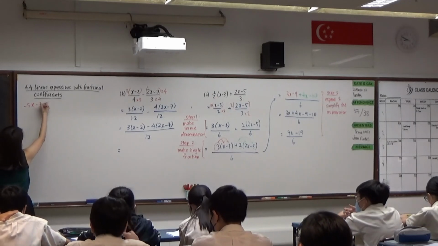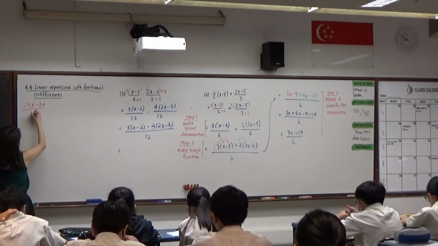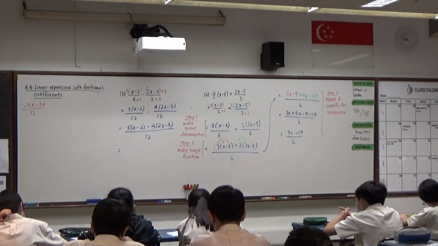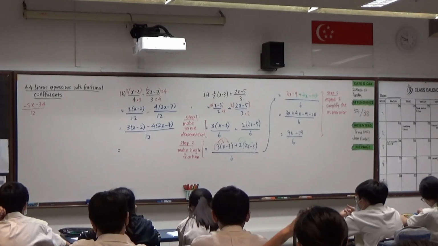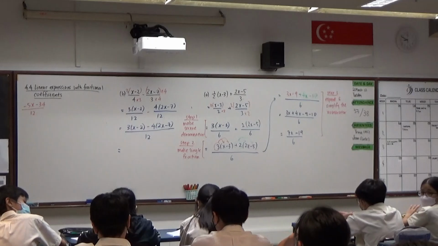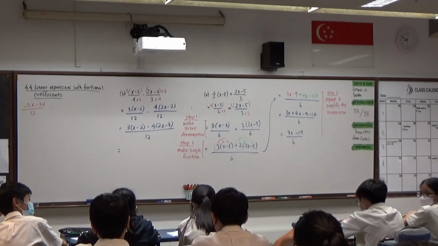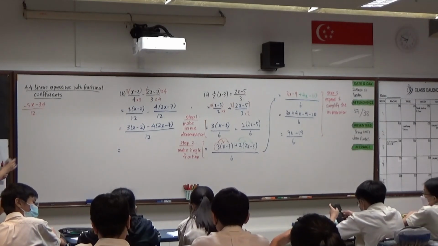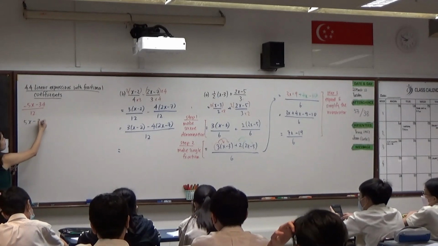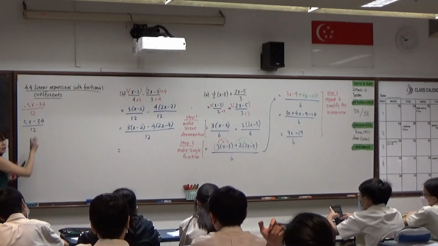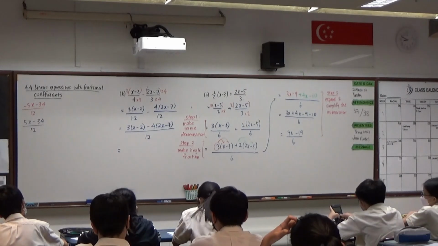Minus 34 over 12. Okay, so Lucas gave us this answer. Alright, let's check. Okay, Ethan, what answer do you get? Don't worry, it can be different. 5x minus 34 divided by 12. Okay, anybody else has a different answer?